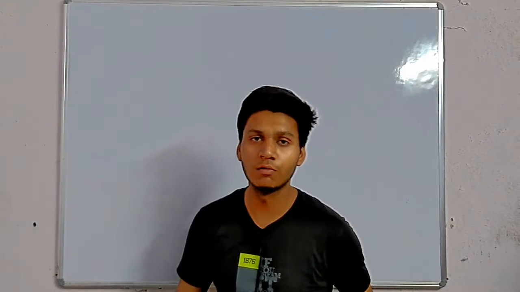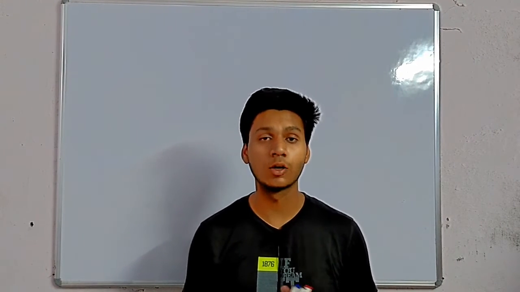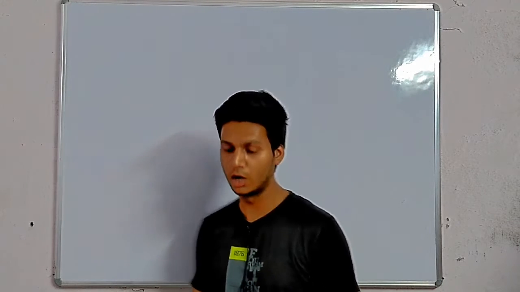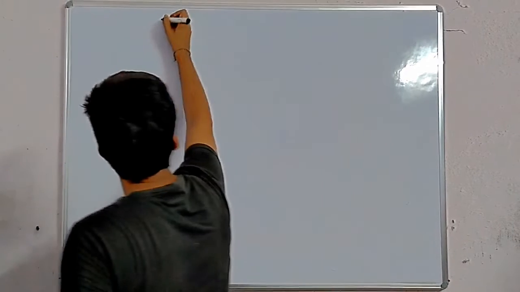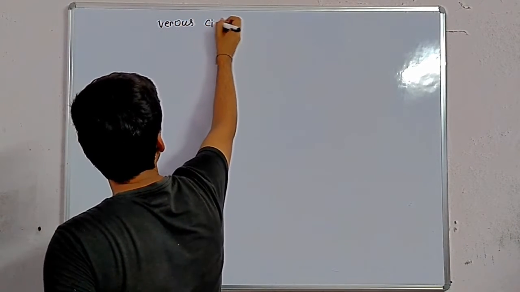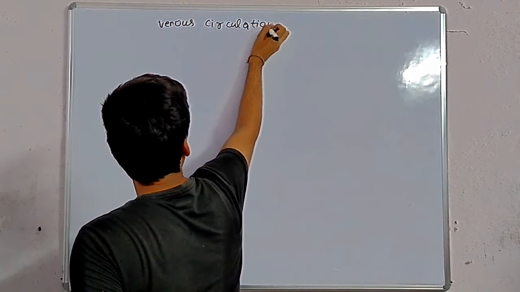Hello. So last time we covered the coronary circulation of the heart. We have covered the arterial circulation of the coronary circulation. Now we are covering the venous circulation of the heart.